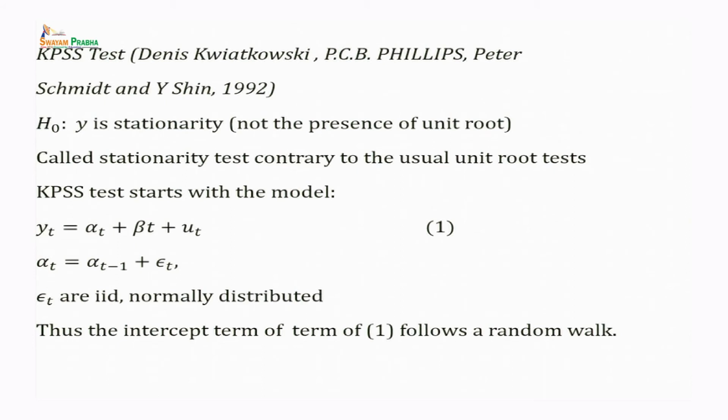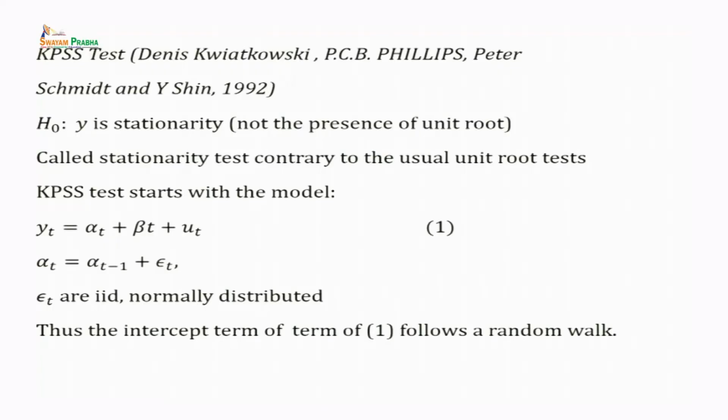Now, we consider one more test, the KPSS test, which was given by Denis Kwiatkowski, P.C.B. Phillips, Peter Schmidt and Y. Shin in 1992. Usually in all the unit root tests which we discussed earlier, your null hypothesis is the hypothesis that your process has a unit root. So, your unit root hypothesis is the null hypothesis. Under the null hypothesis, your process is non-stationary, it is an I(1) process.